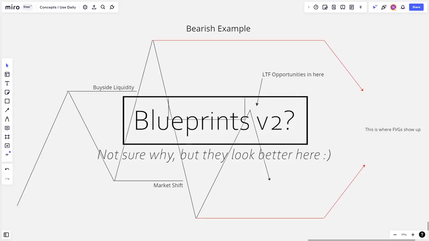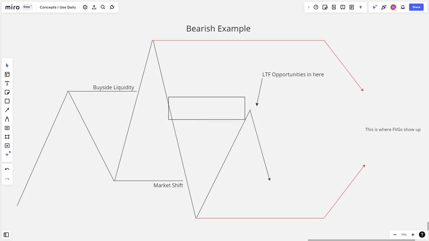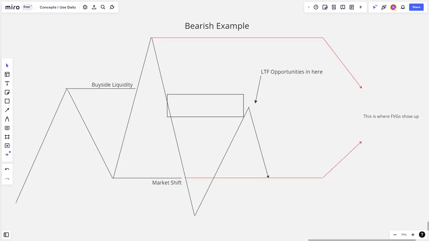So this is the bearish blueprint on the higher time frame, right? This is a 5 minute or a 15 minute. We need a run on buy side liquidity, the 5 minute market shift, and so this is the blueprint of what you're looking for in a 5 or 15 minute time frame on the bearish side, right? The bearish example. You're looking for a run on buy side liquidity, a 5 or 15 minute time frame market shift, right? 5 minute or 15 minute again to create a fair value gap. And then when price trades back into the fair value gap, we look for the lower time frame opportunities, right?